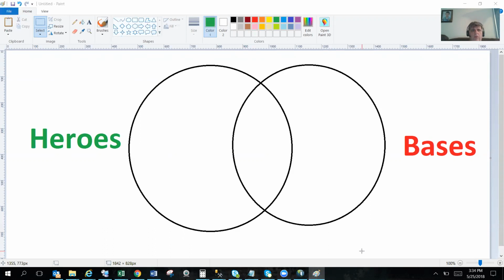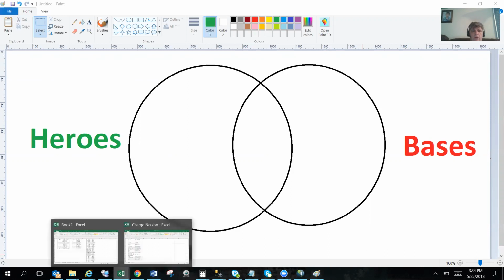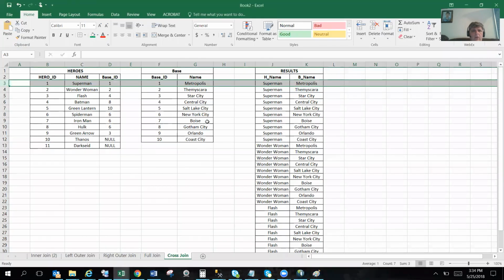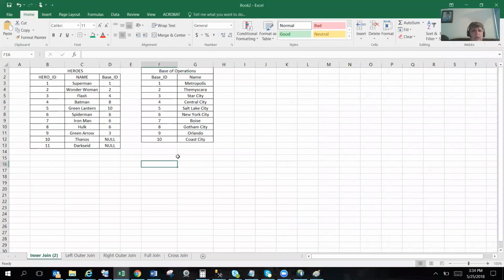So let's suppose that we've got 2 tables here. We've got a heroes table, and we've got a base of operations table. We're going to call this base instead of base of operations. And here's the entry. We have a hero ID, we've got a name, we've got a base ID that joins over here. We're foreign keyed over on the base ID. These two, Thanos and Darkseid, are not, well, they're not heroes, but also they're not affiliated with any base, so they're nulls here.